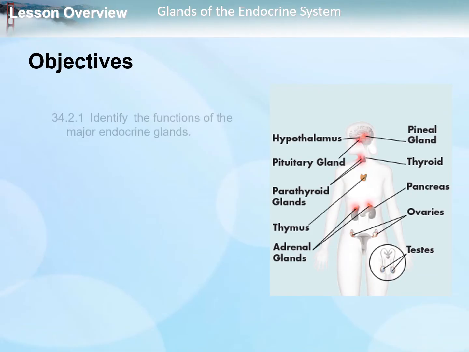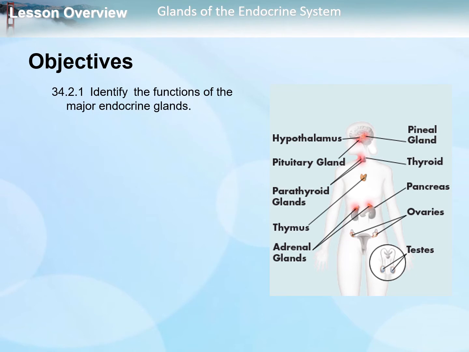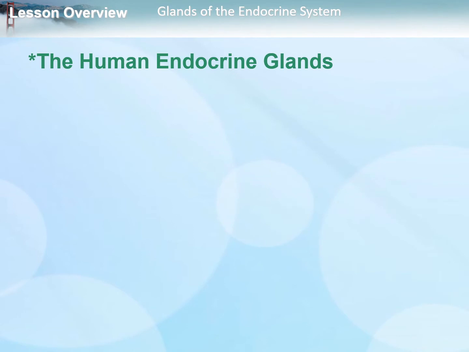Our objectives. We are going to identify the functions of the major endocrine glands and explain how endocrine glands are controlled. Endocrine glands are scattered throughout the body, many of them with no apparent connection to each other. So how does the body control and regulate so many separate organs so that they act together as a single system? Let us now discuss the human endocrine glands for us to answer that question.